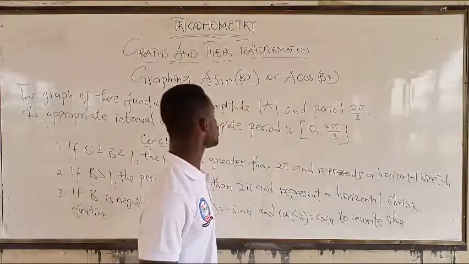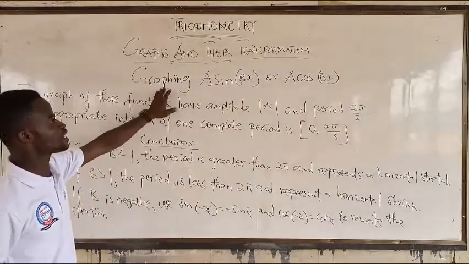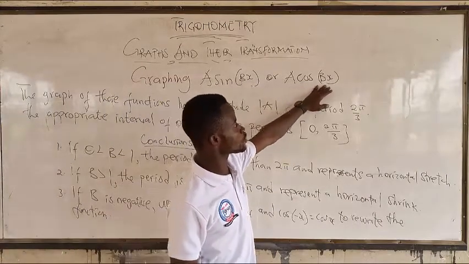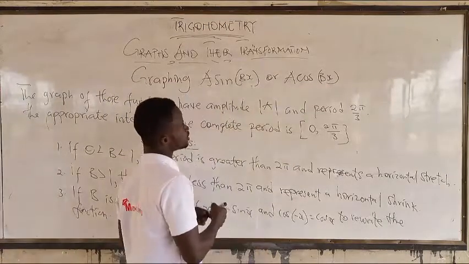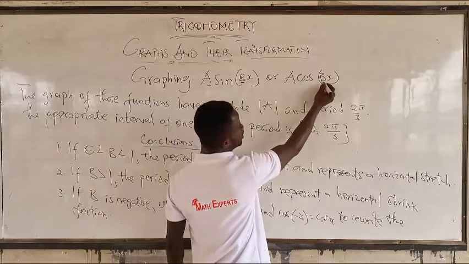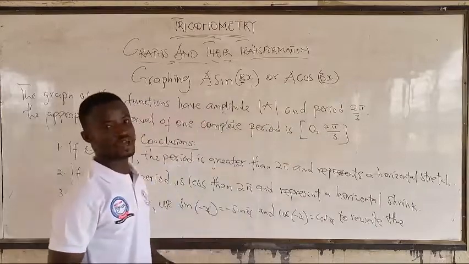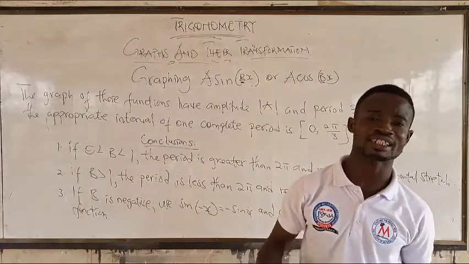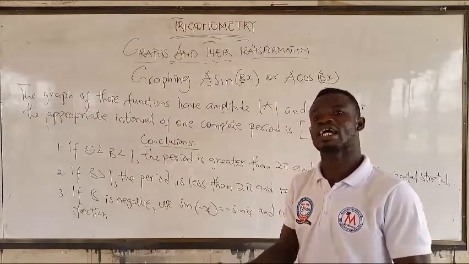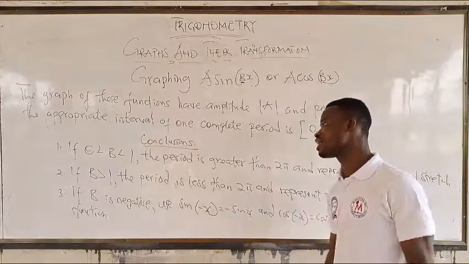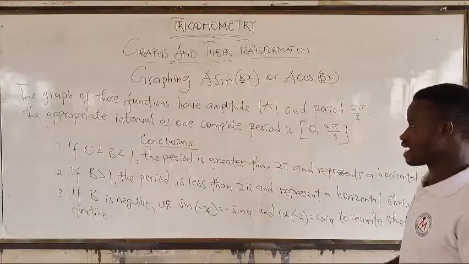Very good. So let's look at graphing a sine bx or a cos bx. Here the focus is now, what if we have a value as the coefficient of x in the argument? It can be 1, and if it's 1, then it's the normal one. But it can be 2, 3, 4, or 5. In fact, let's investigate on that and see.